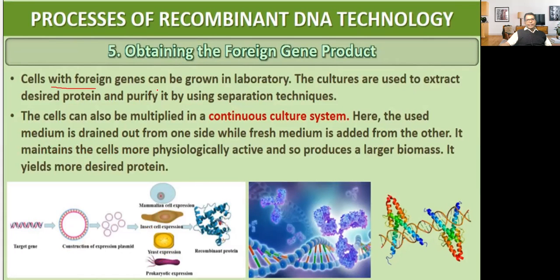Cells with the foreign gene can be grown in the laboratory. The cultures are used to extract the desired protein and purify it using separation techniques. The cells can also be multiplied in a continuous culture system. Here the used medium is drained out from one side while fresh medium is added from the other. It maintains the cells more physiologically active and so produces a large biomass. It yields more desired protein. So a continuous culture system is required for the growth of this recombinant DNA product.